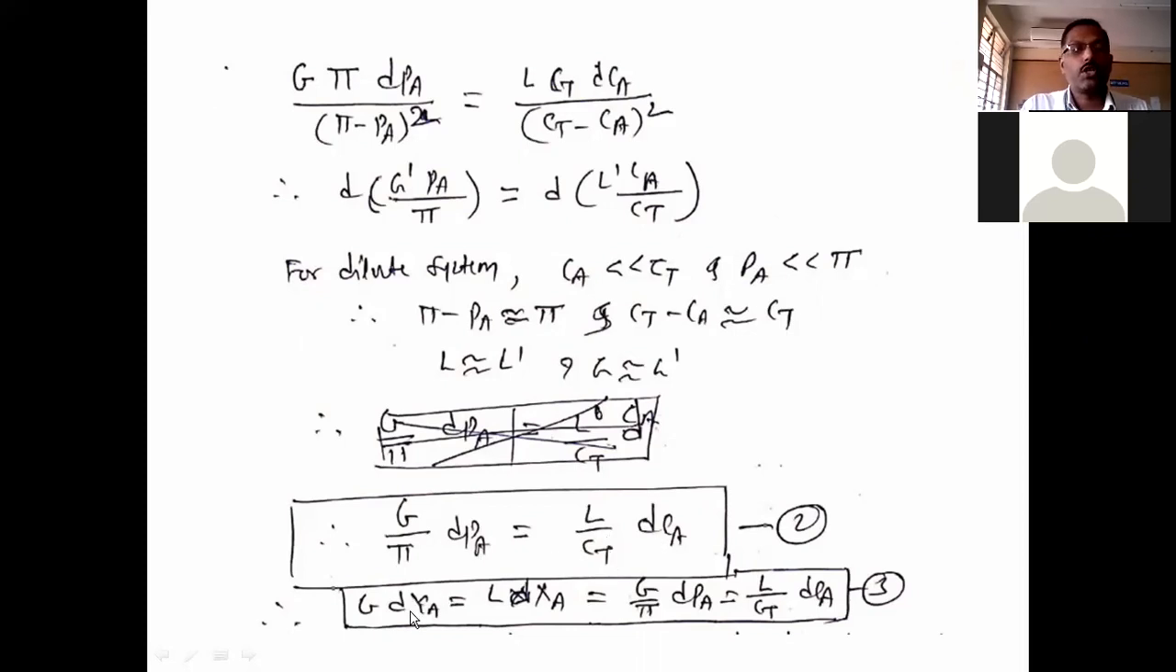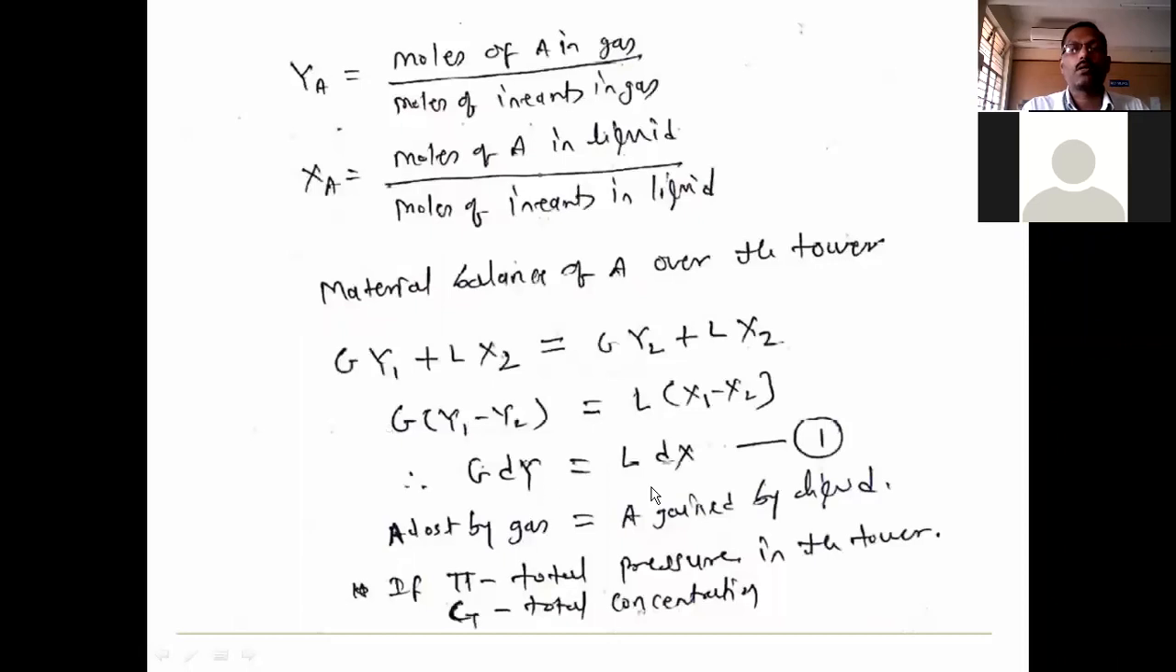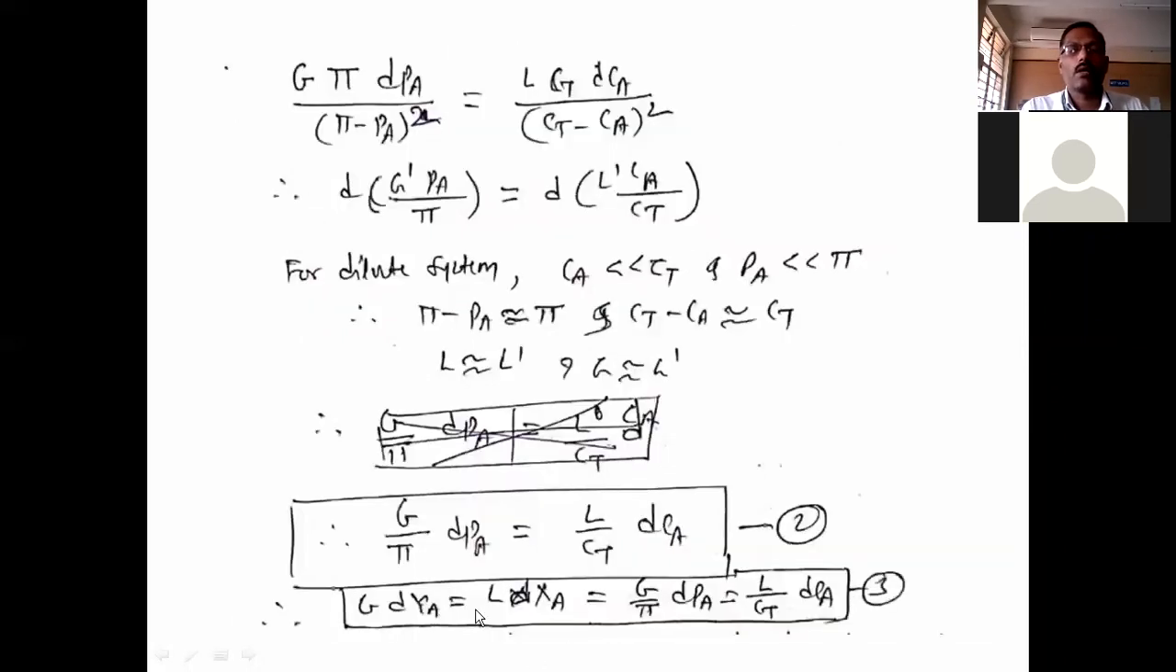So G into dy is equal to L into dx, which is equal to G upon pi into dPa, which is equal to L upon Ct into dCa. This is equation number 3. And equation 1, that is G dy equal to L dx, is converted into partial pressure and concentration. We get G upon pi into dPa equal to L upon Ct into dCa.